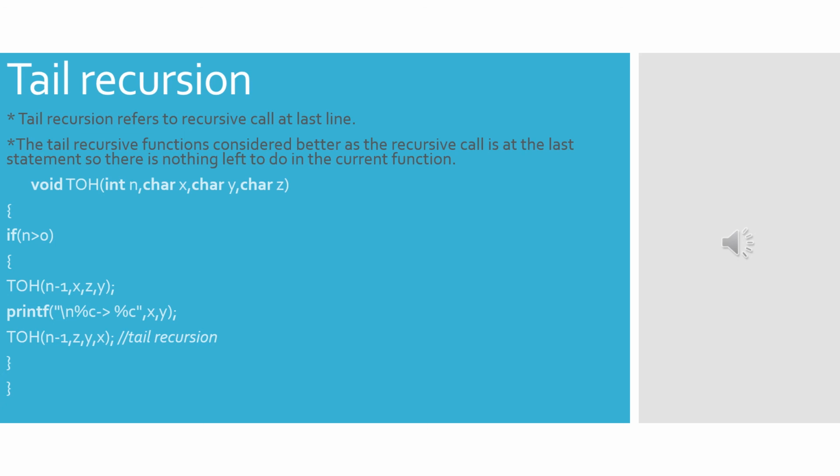Now let us see what is tail recursion. Tail recursion refers to a recursive call at the last line, as you can see in this example. Tail recursive functions are considered better as the recursive call is at the last statement, so there is nothing left to do in the current function. So this is an example of Tower of Hanoi, which is done using recursion, and you can see that the tail recursion is the last line of this code.